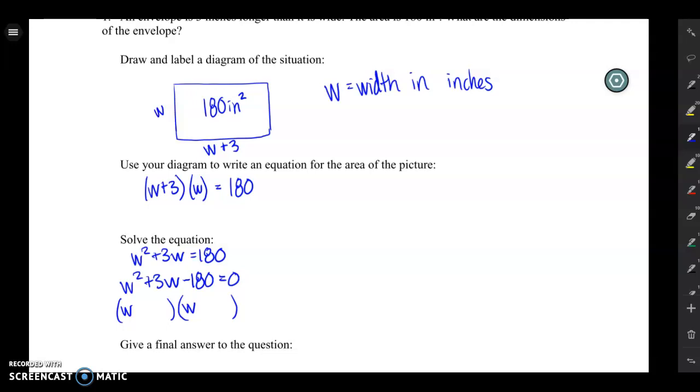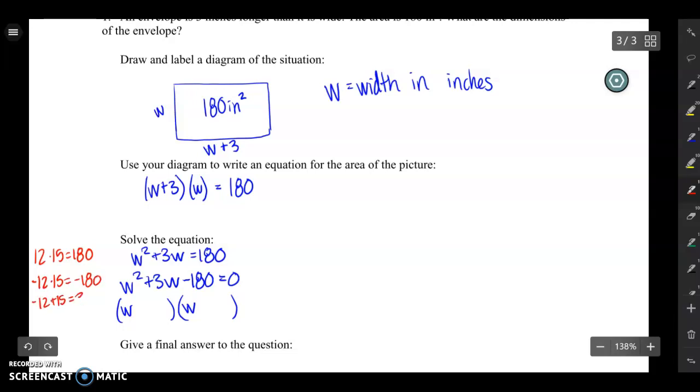I'm going to do this part in red so that I know it's kind of work on this side. 12 times 15 is equal to 180. And I know that if I need to get negative 180, then I need to have one of those numbers be negative. So I'm going to make the 12 negative. Negative 12 times 15 is equal to negative 180. And negative 12 plus 15 is equal to 3. So my two numbers are negative 12 and positive 15. Okay, so I'm in factored form now.